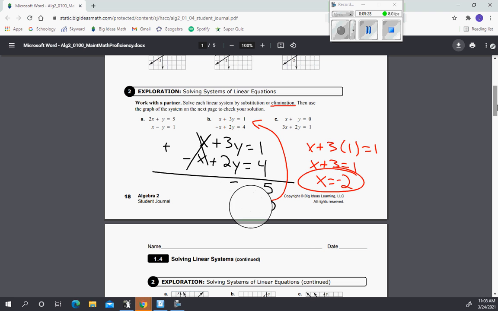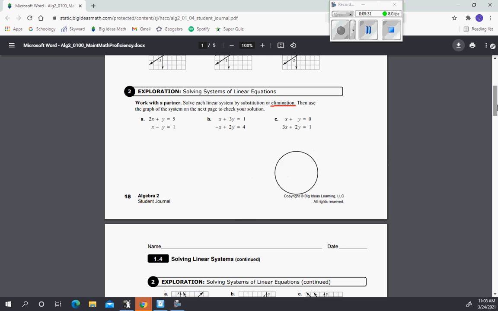Okay. C, you can use any method you want. Substitution or elimination. I'm going to use elimination here. Why? Because this is a little trickier, and elimination will come in handy later on. We have x plus y equals 0, and 3x plus 2y equals 1. If I added those together, I just got 4x plus 3y equals 1. That did not help me out.